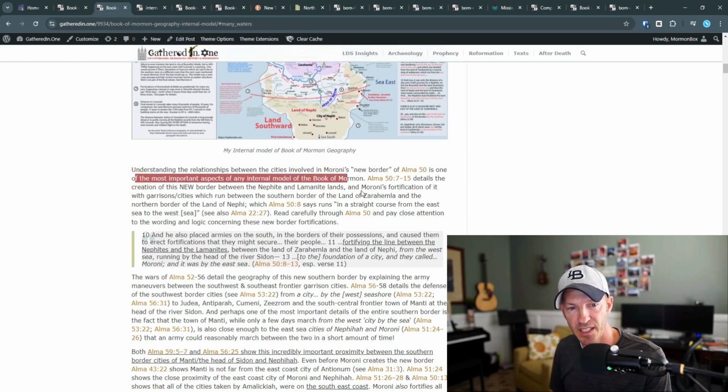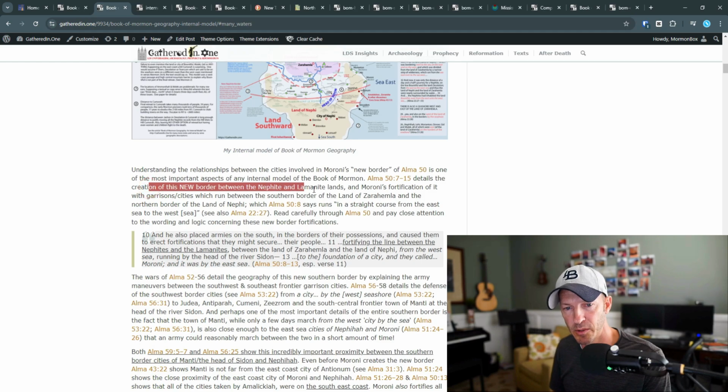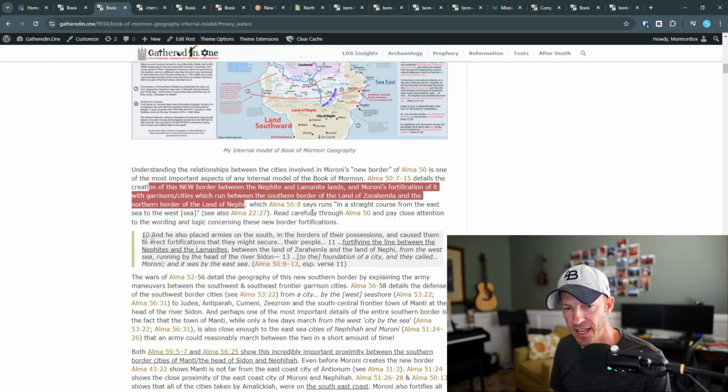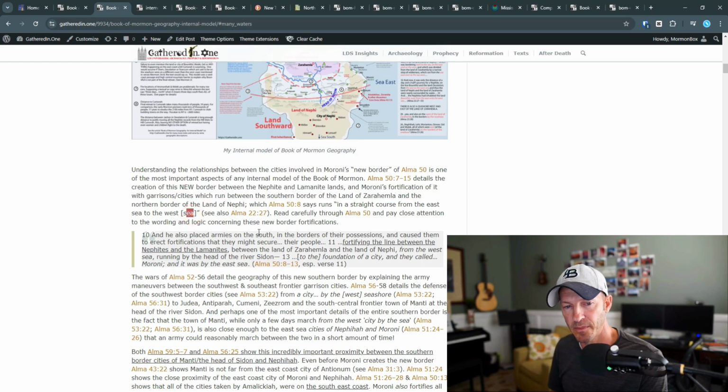Alma 50:7 through 15 details the creation of this new border between the Nephite and Lamanite lands, and Moroni's fortification of it with garrison cities, which run between the southern border of the land of Zarahemla and the northern border of the land of Nephi, which Alma 58 says runs in a straight course from east sea to the west, right? And we'll see that it implies the West Sea because it talks about a city by the sea in those battles, right? Read carefully through Alma 50 and pay close attention to the wording and the logic concerning these new border fortifications.